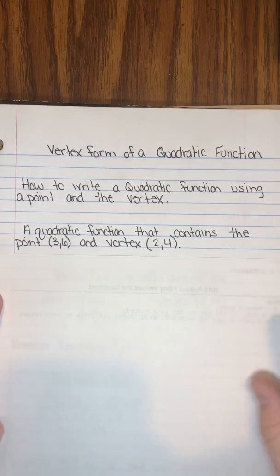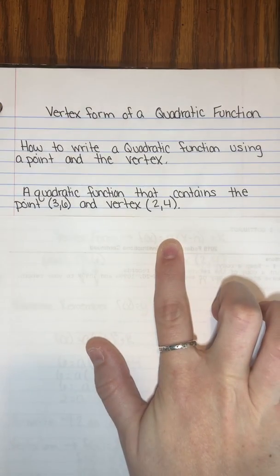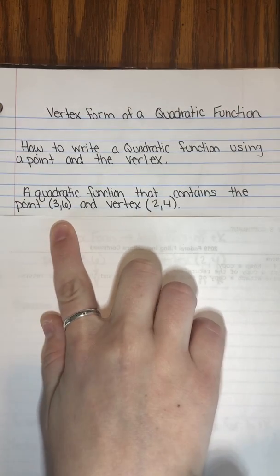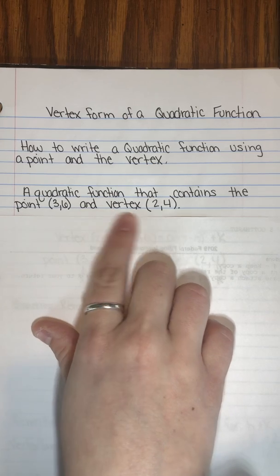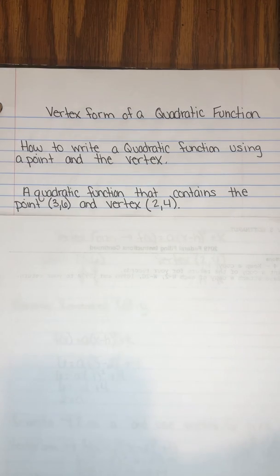All right. So our example is a quadratic function that contains the point 3, 6. So 3, 6 is on the parabola and the vertex is at 2, 4. We are going to use this information to turn it into vertex form and then into standard form so that you would then be able to graph it and solve it.